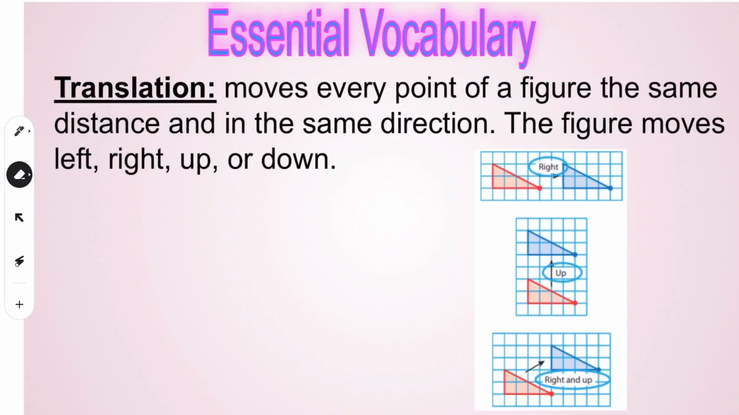Translations move every point of a figure the same distance and in the same direction. The figure moves left, right, up, and down. Some examples of translations you may see in real life is when you're simply walking around your house. You're just moving left and right. Well, not really up and down, but you're moving left and right around your house. Or when you're in the elevator going up and down. That's a translation.